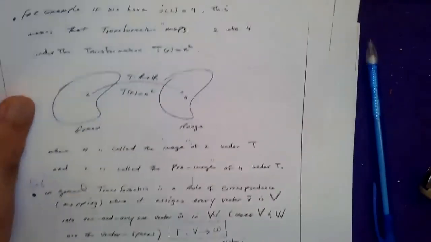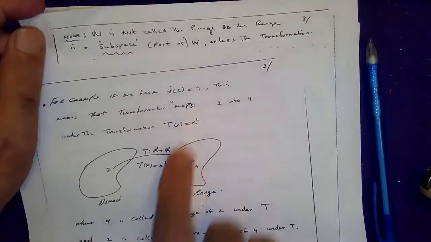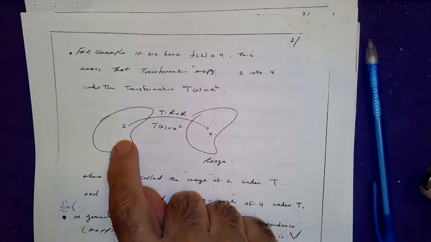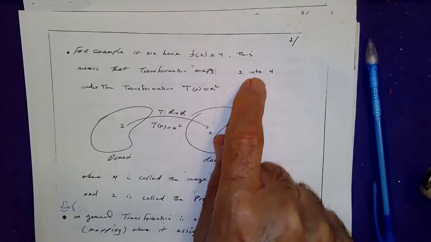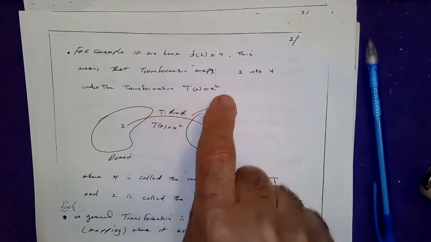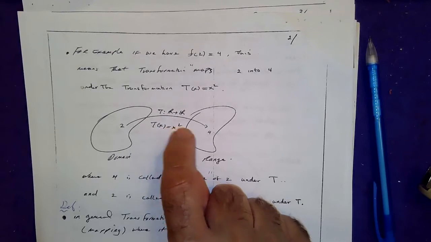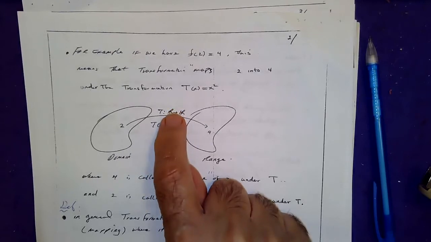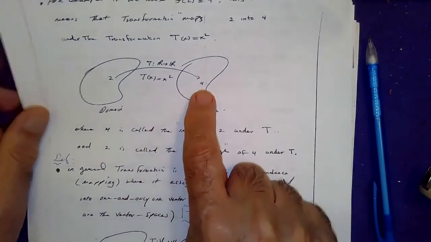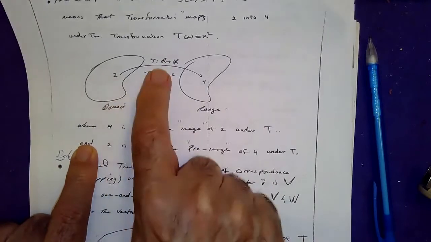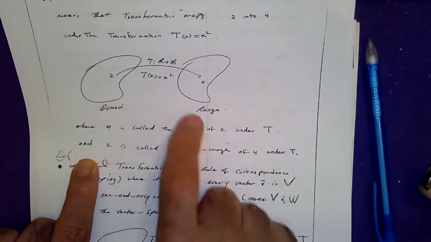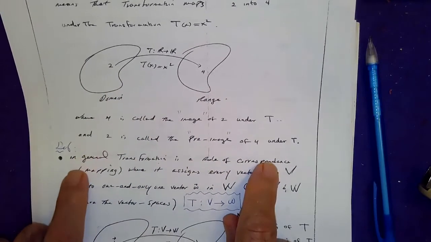For example, if f of 2 is equal to 4, that means the transformation maps 2 into 4. Notice we use the word into, not onto, into 4, under the transformation T of x equals x squared, and again the transformation is from real numbers to real numbers. So 4 is called the image of 2 under the transformation T, and 2 is called the pre-image of 4 under the transformation T.